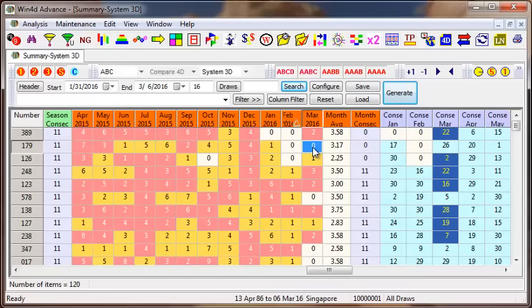Now, I want you to clearly understand what I am trying to show to you just now. I'm trying to show to you that basing on the trend, we know that any 3D numbers that did not appear last month, very high chance of it appearing in the month of March, which is this month.